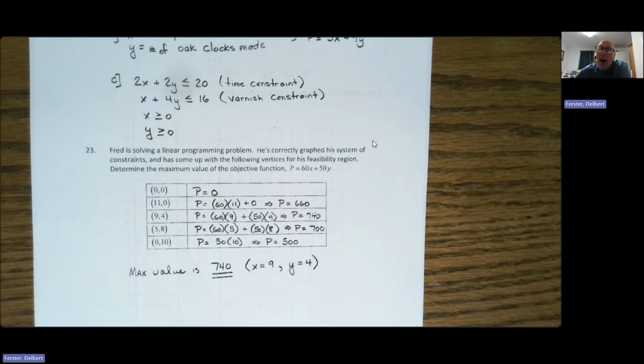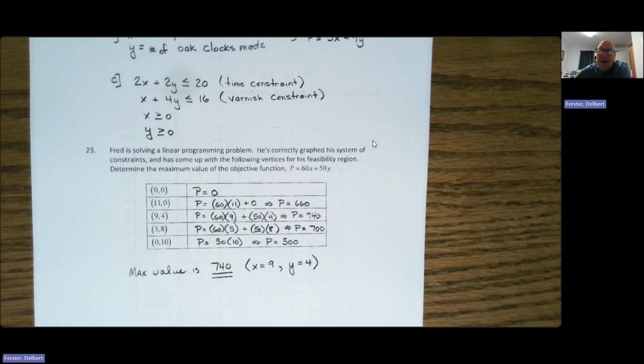So running down that column, you're going to see that at (11, 0), the profit was 660. At (9, 4), where 9 went in for X and 4 went in for Y, the profit was 740. On (5, 8), the profit comes up at 700. And last but not least, if you sell 0 X's and 10 Y's, the profit comes in at 500.